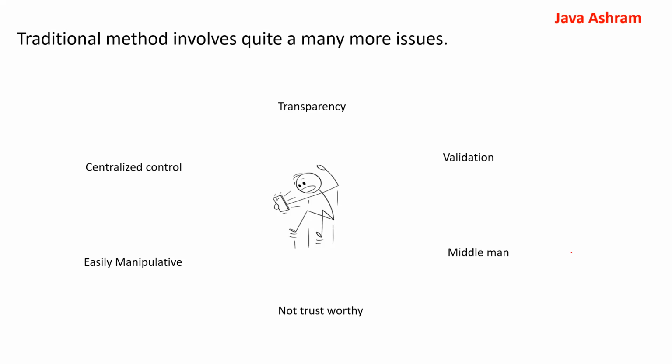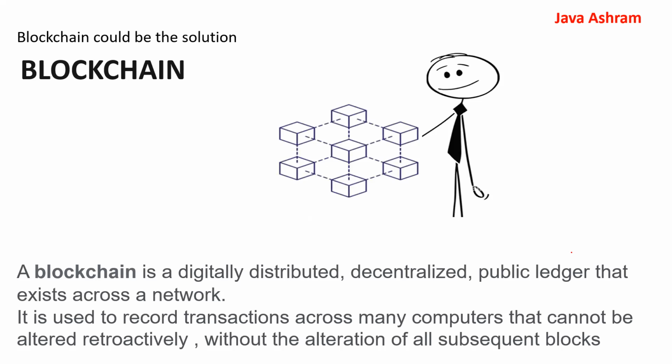Centralized control. This is not decentralized, it's centralized control. So anyone can come to one place and easily manipulate the data. So this was the traditional method, facing a few more issues. Blockchain could be the solution to this.